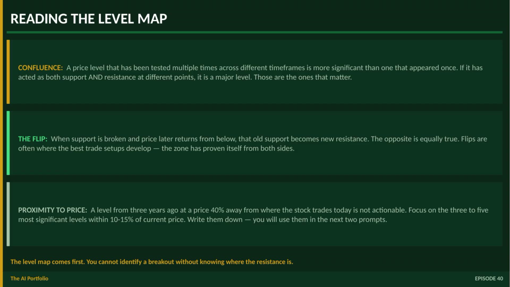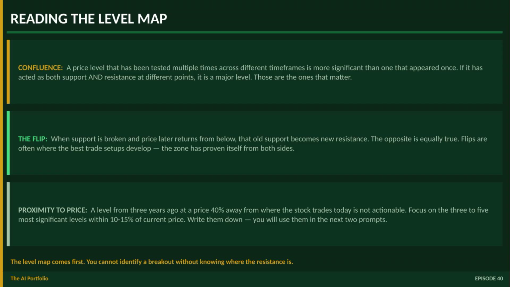Proximity to current price. A level from 3 years ago at a price 40% away from where the stock trades today is not actionable. Focus on the levels that are close enough to actually influence the next move, typically within 10 to 15% of current price. Write down the 3 to 5 most significant levels. You will use them in the next 2 prompts.